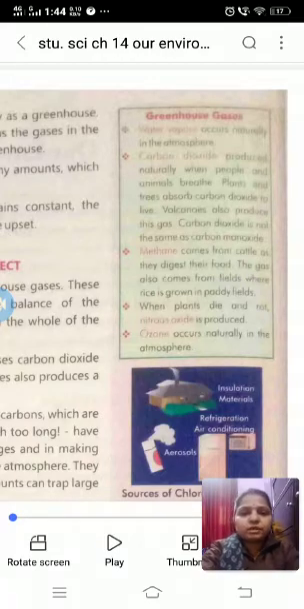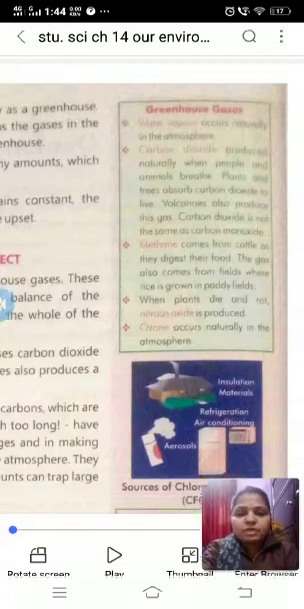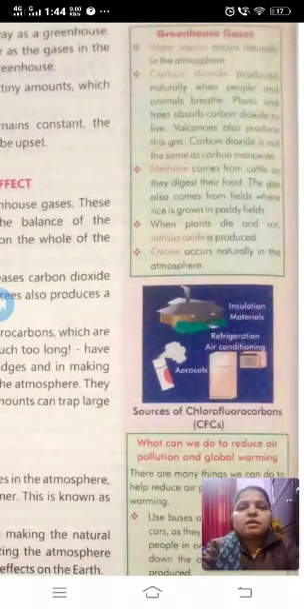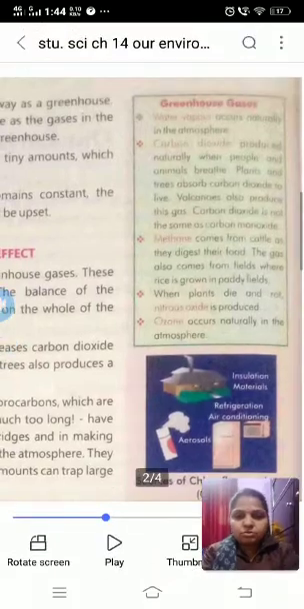So what are the greenhouse gases? Water vapor, carbon dioxide, methane, nitrous oxide and ozone. These are the greenhouse gases.